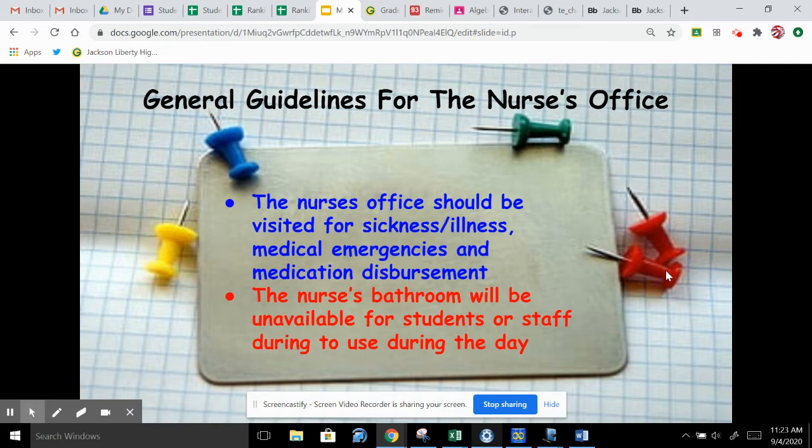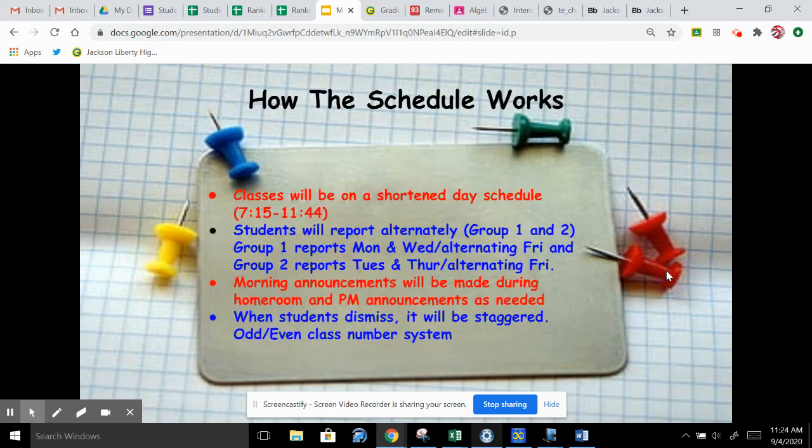Okay, guidelines for the nurse's office. The nurse's office is only to be used if you're sick or ill and you have a medical emergency or medication disbursement. If you have some sort of medication that you leave with the nurse that you take daily and they have access to and you need it, obviously you can go there for that. You're not going to be allowed to use their bathroom. That's for students and staff.